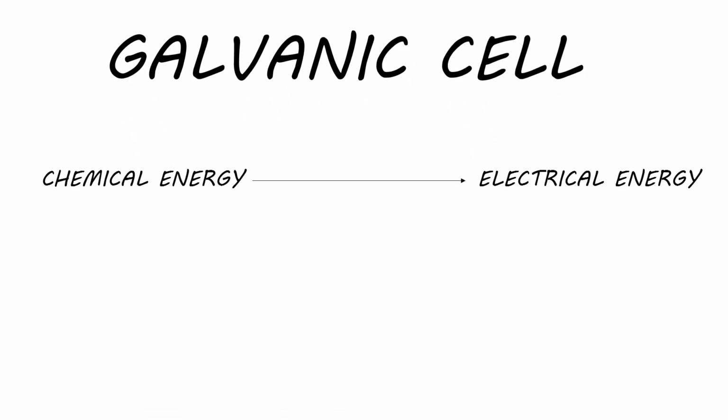In this lecture, we're going to talk about a type of cell that is called the galvanic cell. Another name for the galvanic cell is the voltaic cell. It is a type of electrochemical cell. We know that in all of the cells, the chemical energy transfers into electrical energy, where the process used is called a redox reaction.